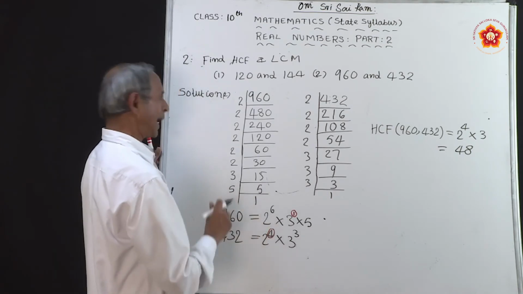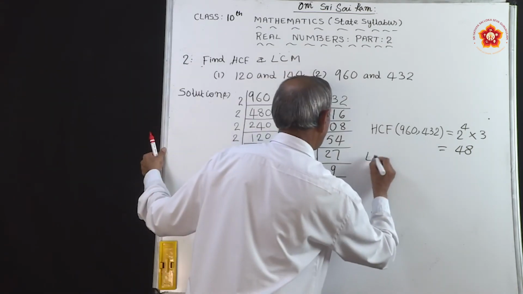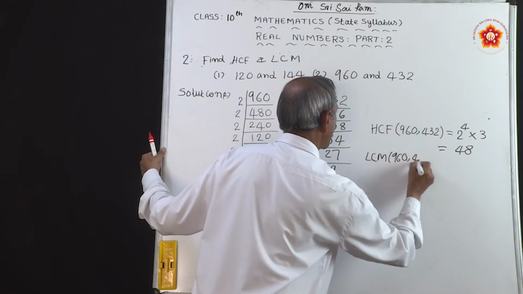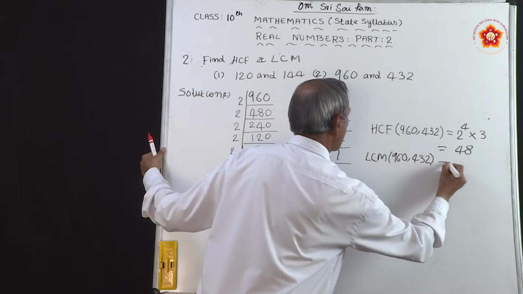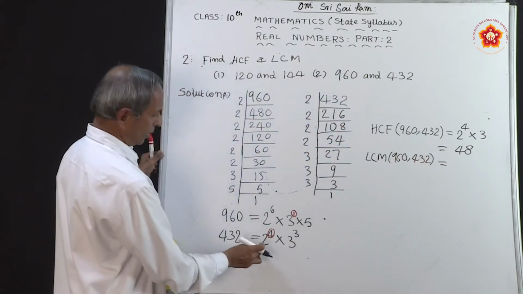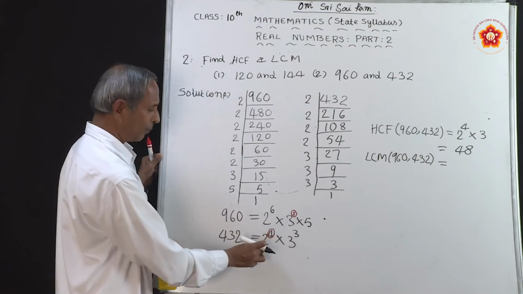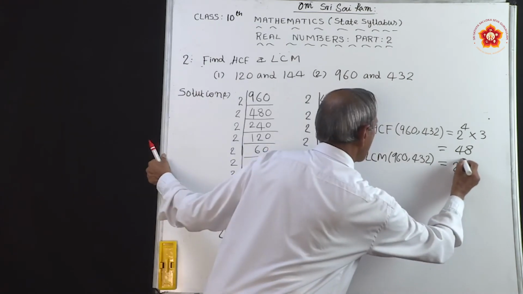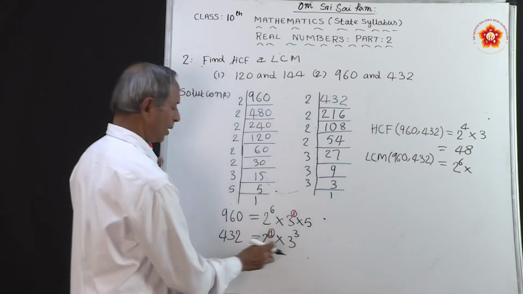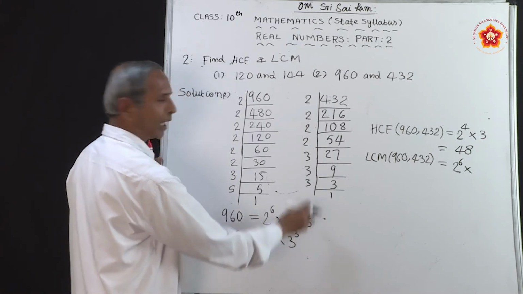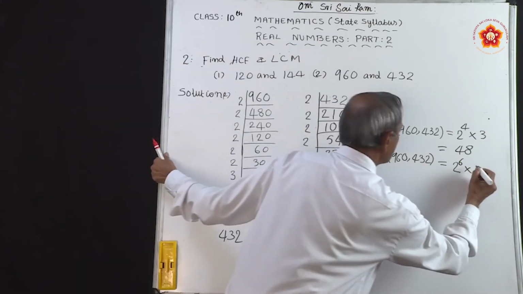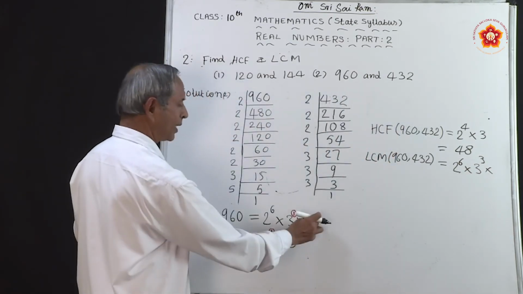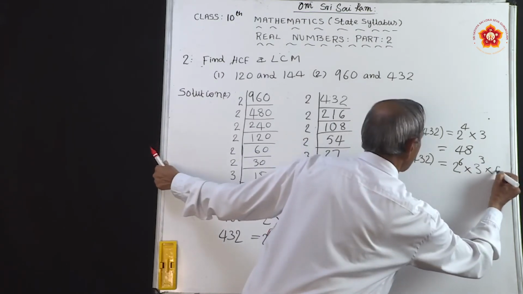Now, let us calculate the LCM. LCM of 960, 432 equal to. Now, here you have to take the highest power. Therefore, 2 to the power of 6 you have to write here, 2 raised to the power of 6 multiplied by, among 3, 3 cube is the highest power. Therefore, write 3 cube, and the non-common factor 5 is there, that also include here.